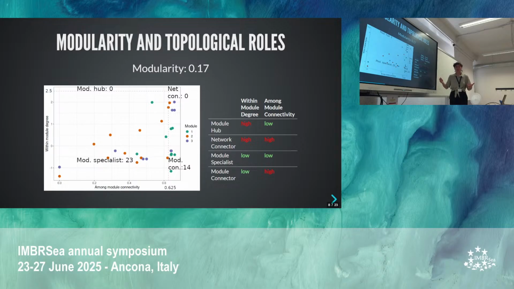What is interesting to see is that there are no module hubs and no network connectors, so all species are considered to have a low amount of interactions in general, and there are 23 module specialists and 14 module connectors, so the majority of the species have more interactions within their module than combining modules.